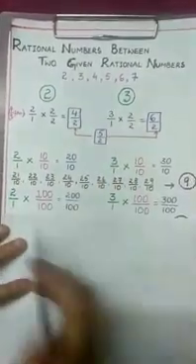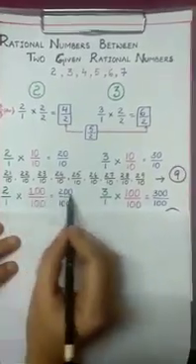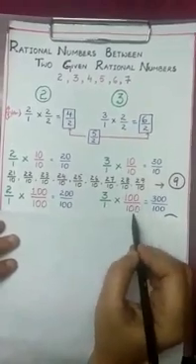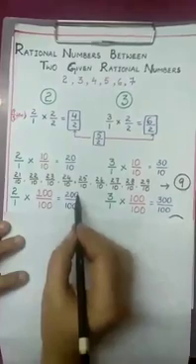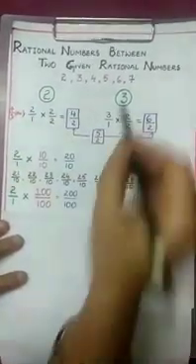Now let us multiply with 100. 2 by 1 into 100 by 100. 2 hundreds are 200, 1 hundreds are 100. 3 by 1 into 100 by 100. 3 hundreds are 300, 1 hundreds are 100. Where this 200 by 100 is equal to 2, 300 by 100 is equal to 3.